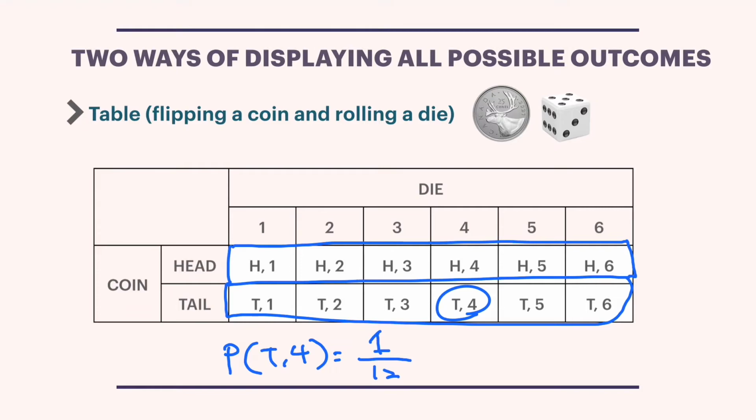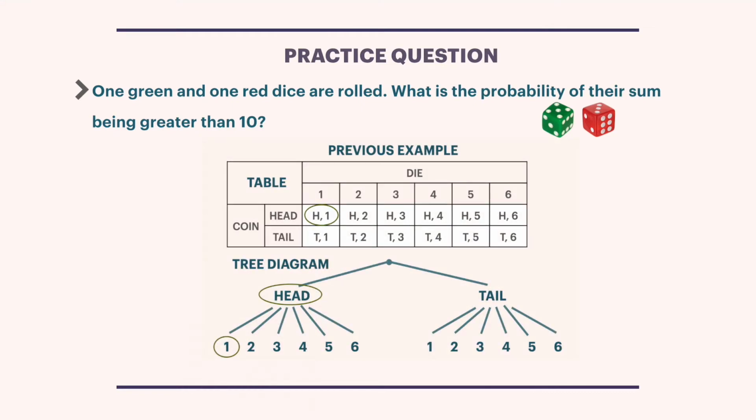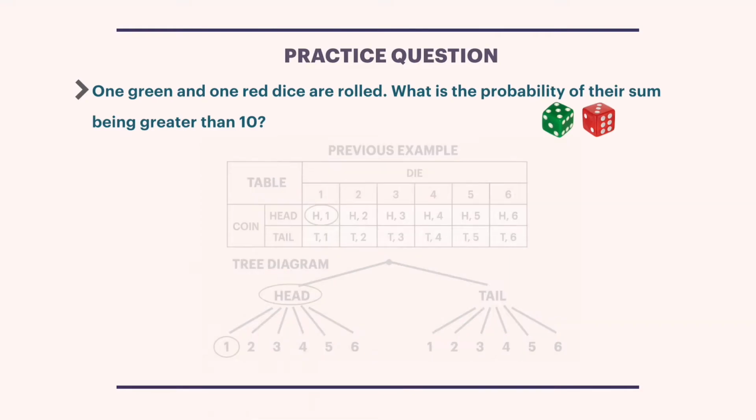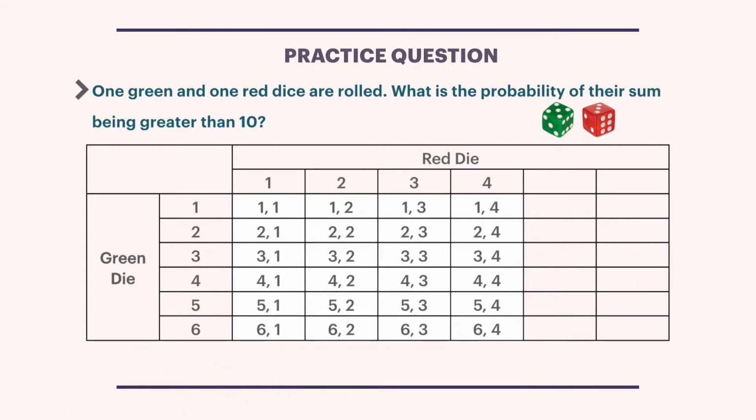Let's solve another problem. 1 green and 1 red dice are rolled. What is the probability of their sum being greater than 10? Let's use a table to show all possible outcomes. The reason that I chose a table is because it is easier to see the two results side by side rather than seeing one above the other. So first, we're rolling a green die and we have 6 possible cases, and then we have a red die and we're rolling 1, 2, 3, 4, 5, 6.